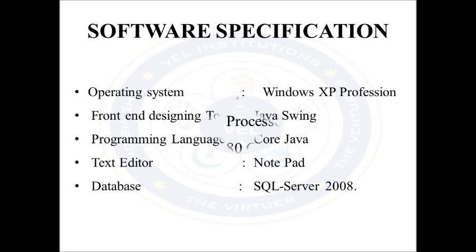Software specification. The software specification is important for running our project. Operating system is Windows XP Professional. Front-end design tool is Java Swing. Programming language is Core Java. Text editor is Notepad. Database is SQL Server 2008. That is needed for this project.